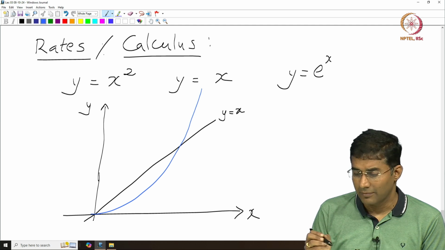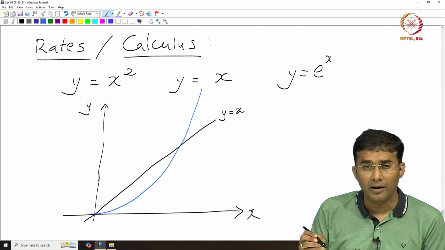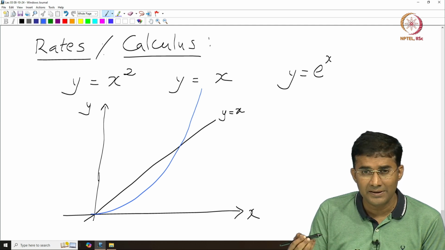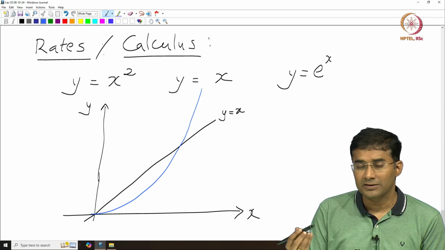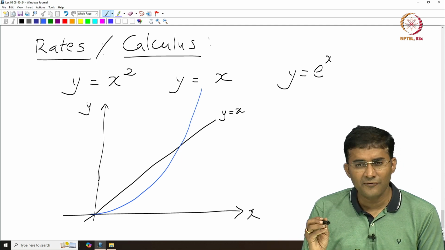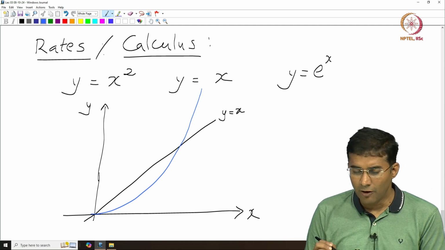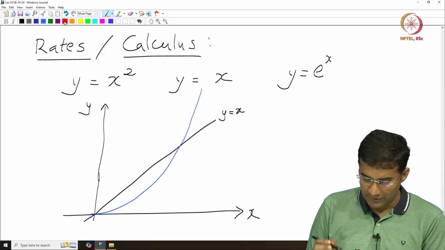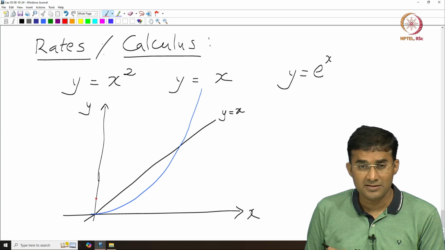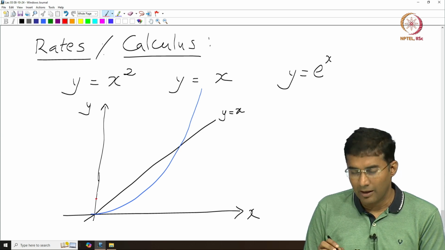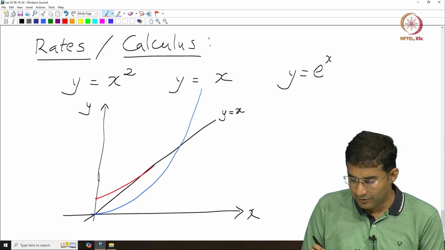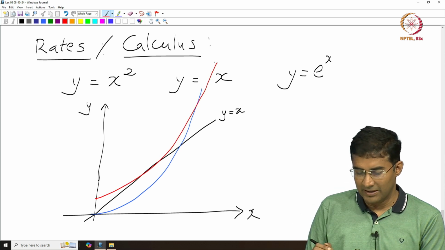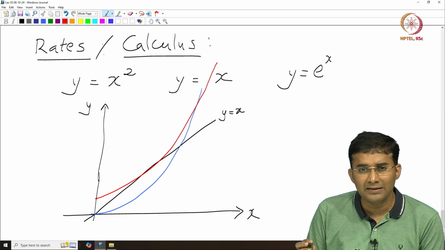This function clearly, visibly, is more rapidly increasing than y is equal to x. On the other hand, if we think of y is equal to e power x, e power x starts somewhere here, and I am not drawing this to perfect scale, but only to illustrate the point that e power x would look something like this.